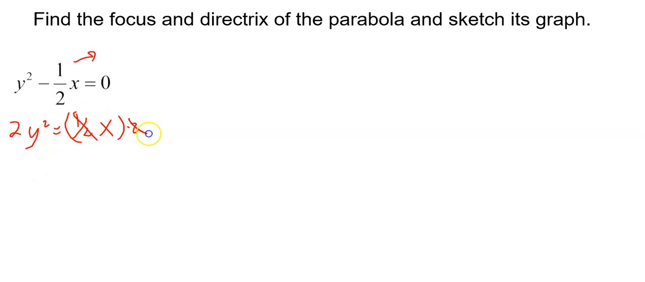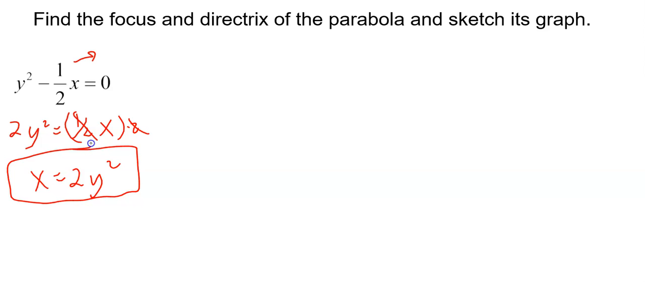So I get this cancels. So I get x equals 2y squared. I really have to get it in that form where I solve for the variable that's to the first power, which was the x. That's how I knew to solve for that one, and not the y. So now I know I have a parabola. It's a sideways parabola. A is positive.